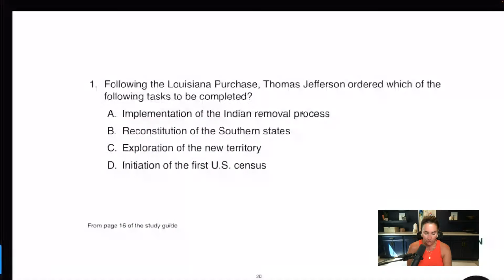Let's have a look at a question. This is number 1 on page 16. All right, so we have implementation of the Indian removal process, reconstitution of the southern states, exploration of the new territory, initiation of the first U.S. Census. Can't do much there. Let's read the question. Following the Louisiana Purchase, Thomas Jefferson ordered which of the following tasks to be completed?